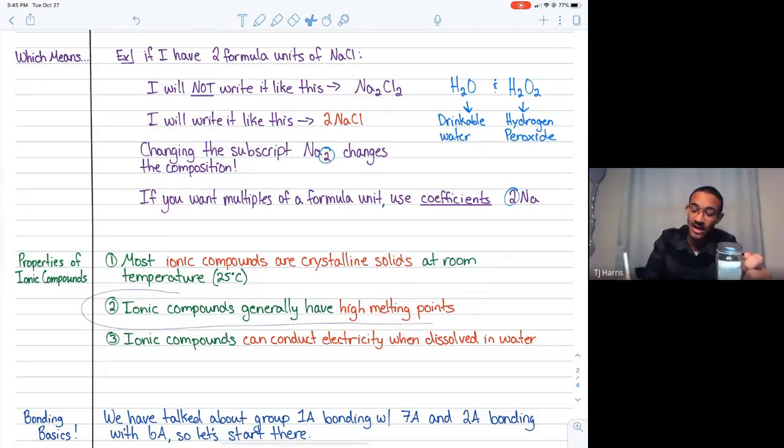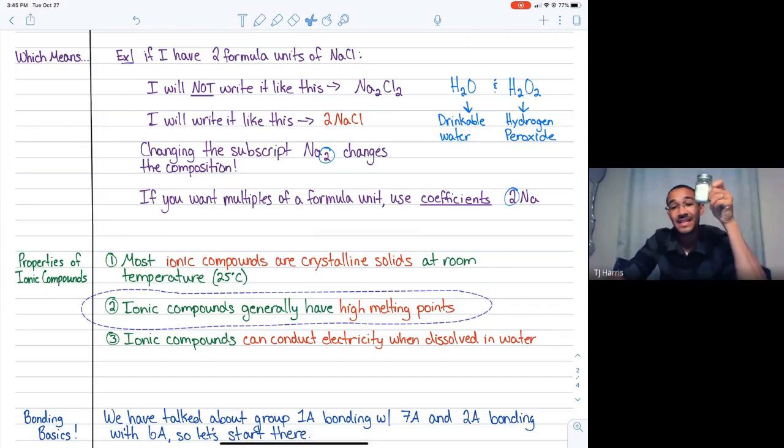Ionic compounds generally have high melting points. NaCl, its melting point, look it up. Well, Alexa, what's the melting point of sodium chloride? Sodium chloride's melting point is 1,073.44 degrees Fahrenheit. 1,000 degrees you'd have to get this stuff to melt it. That's an extremely high melting point. Ionic compounds normally have high melting points.